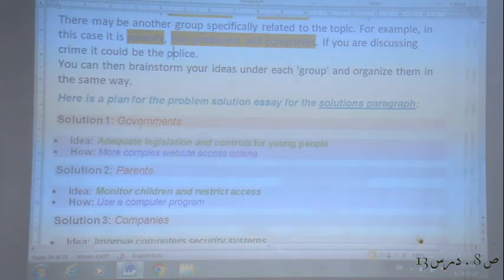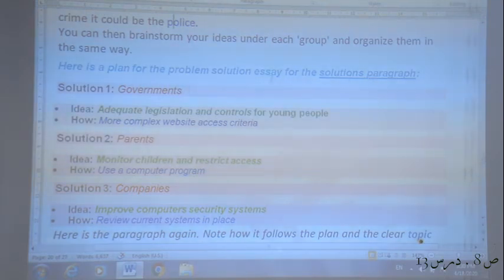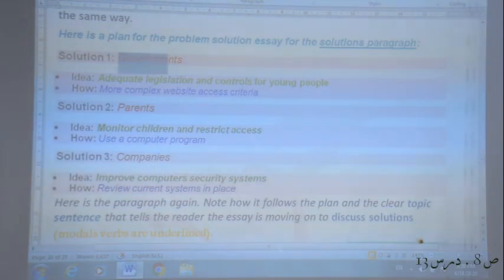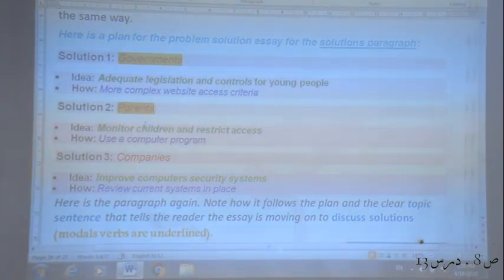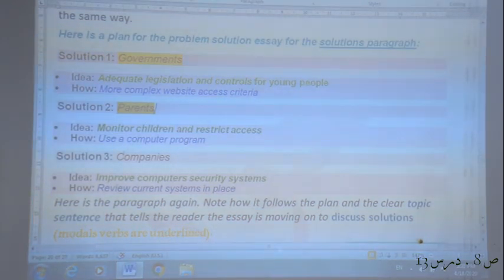Now, let's read this illustration about a solutions paragraph. So first of all, solution 1, governments, as I told you above. Solution 2, parents. Pay attention, parents, how you brainstorm your problem solution essay. Solution 3, companies. So we have 3 actors involved in this situation. Governments, here, adequate legislation and controls for young people is an idea. Adequate, enough legislation or law. So we need new laws and controls for young people, for youngsters or for teenagers in order to prevent them from getting access to these sites.